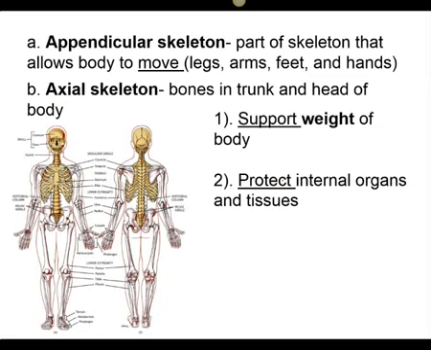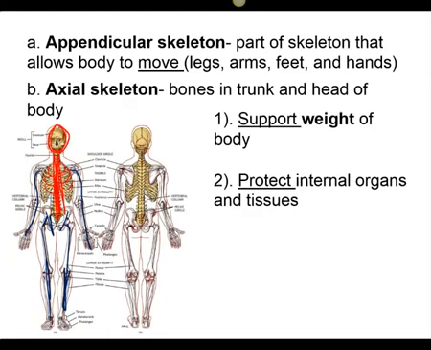We have two different skeletons, if you think about it. We have our axial skeleton, which goes down the middle of our axis. It's going to be our skull, our spine, and our rib cage. And then we have our appendicular skeleton, which is our appendages, which is going to be our hips and our legs. Ultimately, our arms and legs.